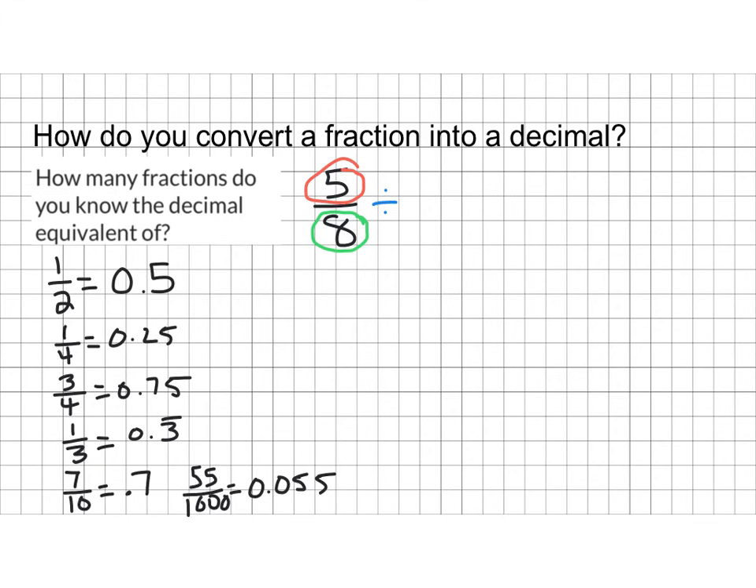So we are going to do 5 divided by 8. Now when you think about this, we're dividing a smaller number by a bigger one. So be really careful when you put this into your long division, because the 5 is going to go underneath, because the number we're dividing, the dividend, always goes underneath, and the divisor goes on the outside.